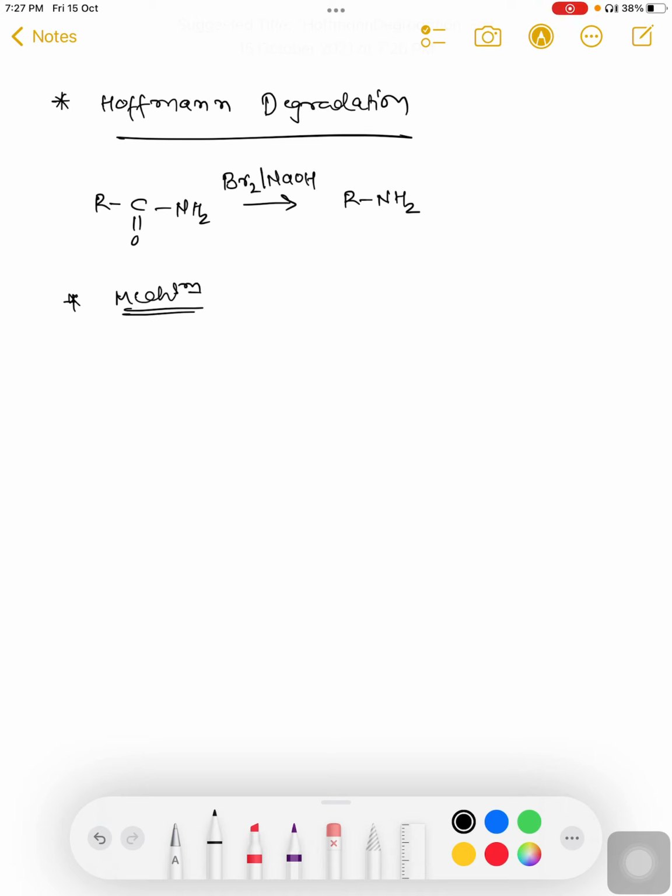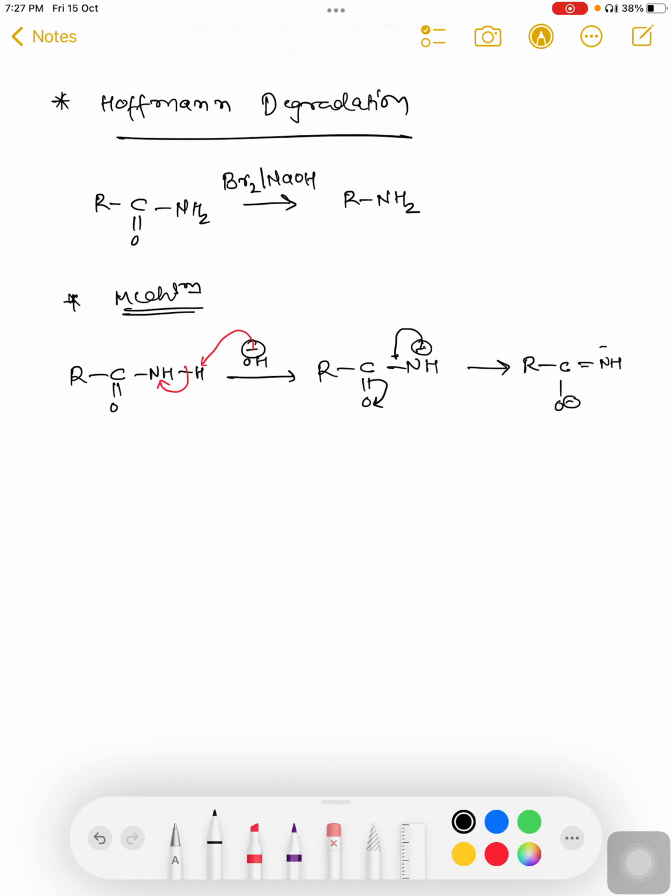So we know that the function of a base is to abstract a proton. So RC double bond O, NH and H. I am purposefully writing this hydrogen atom separately because I want to carry out the reaction with a base. So the base will abstract the proton, and there will be formation of a negative charge on the nitrogen atom. So RC double bond O, and H minus. Now there will be reversal of charge. So now there will be a negative charge on the oxygen atom, that is RCO minus double bond, and H minus.